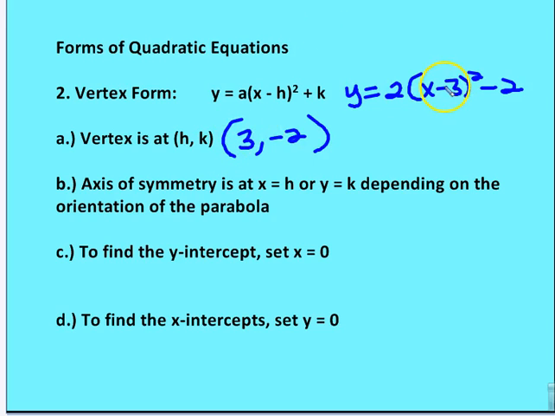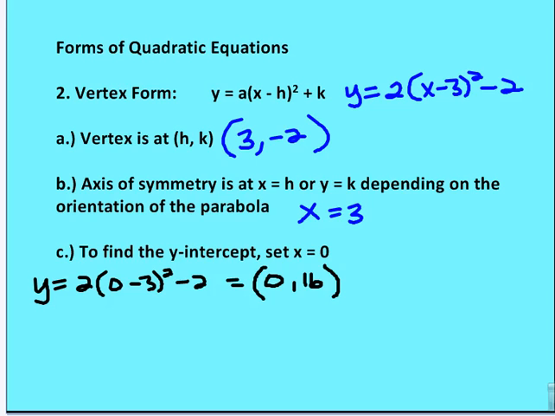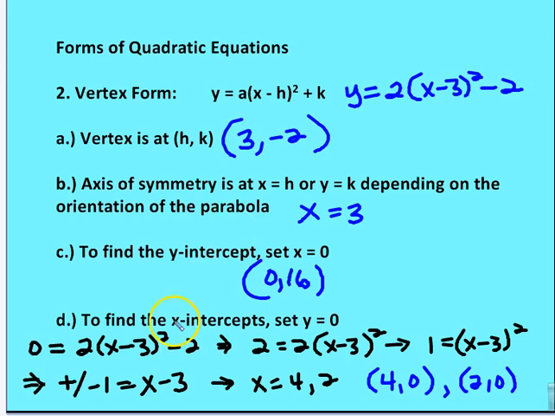Okay, so the vertex is at (3, -2). Remember, change the sign here. The axis of symmetry goes right through the vertex, so the axis of symmetry is x = 3. To find the y-intercept, we set x equal to 0. Zero minus 3 squared is 9, 9 times 2 is 18, and 18 minus 2 is 16. The y-intercept is (0, 16).